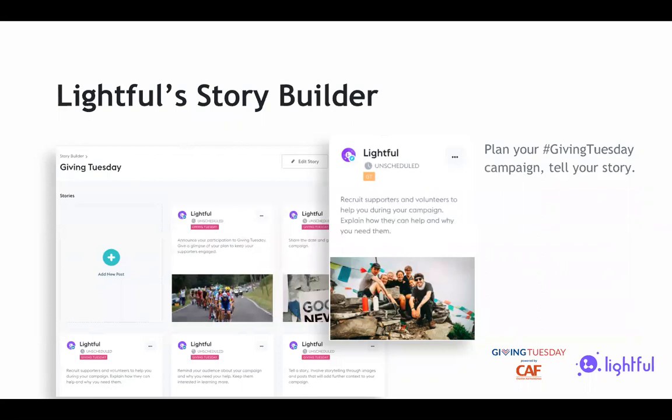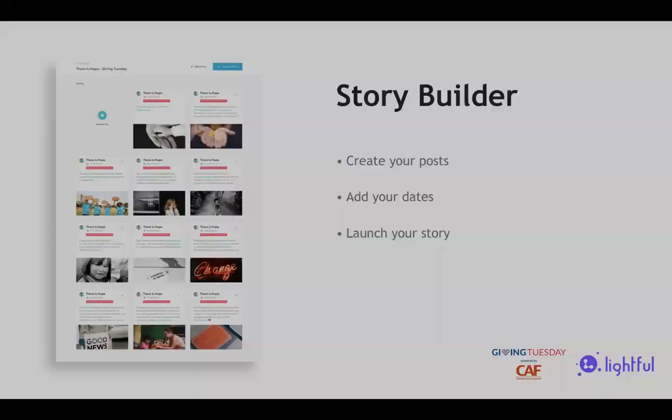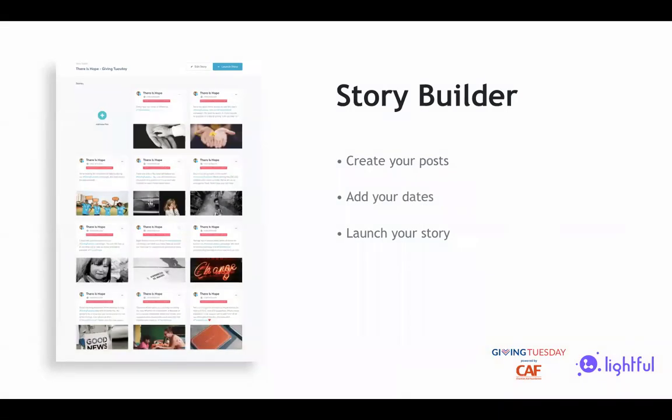Essentially, Teresa's template will guide you through the different things you should be talking about in a timeline fashion towards Giving Tuesday, getting you ready for that day and engaging with your supporter base. So all you would need to do is sign into Lightful. We'll send you a link around if you're interested.